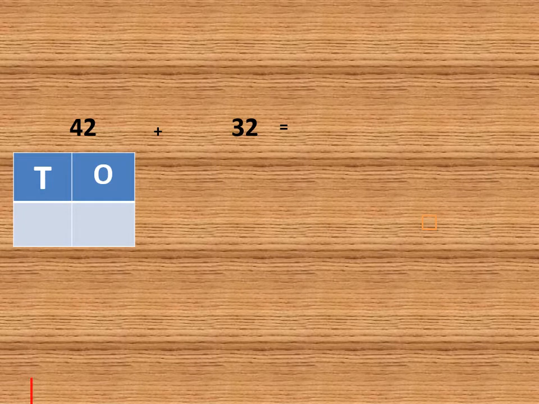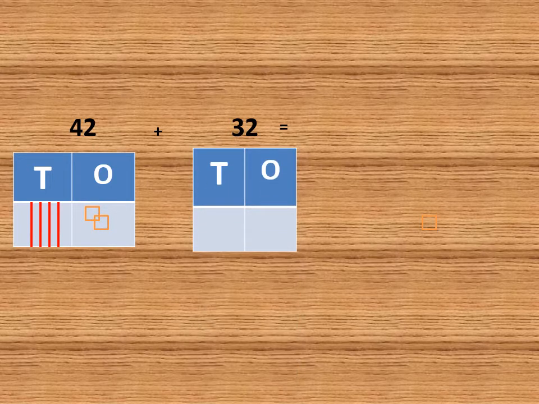Another example, 42 plus 32. 42 means I have how many tens? Excellent, 4 in tens. So I draw 4 lines. 1, 2, 3, 4. And how many ones in 42? Yes, excellent. 2 ones. So I draw 2 small squares. 1, 2 in ones. And in 32.